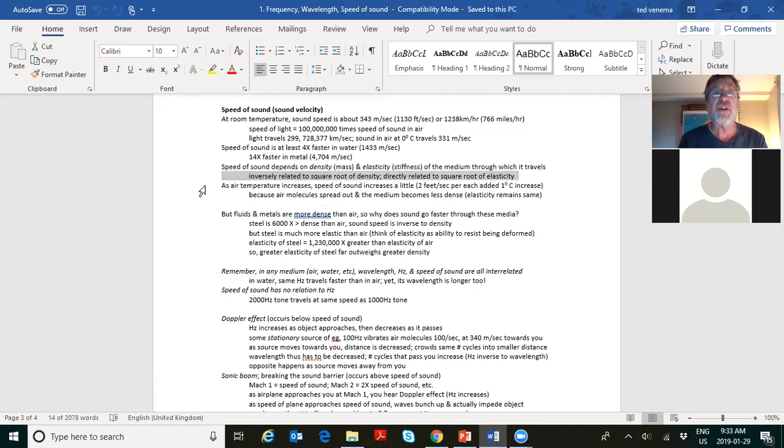And therefore, how does sound go faster through steel? Well, you'd think steel is more dense than air, right? Yes, it is. But steel is also a heck of a lot more stiff than air. And the greater stiffness of steel outweighs its greater density or mass. Therefore, sound goes faster through a railroad track than it does through air.